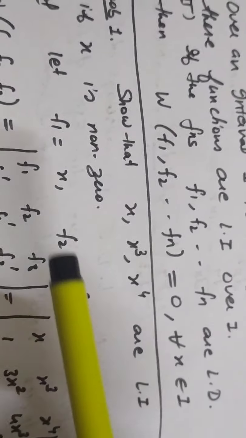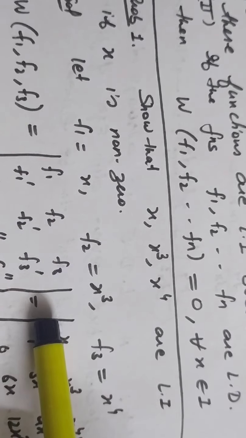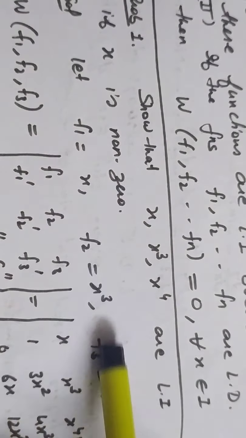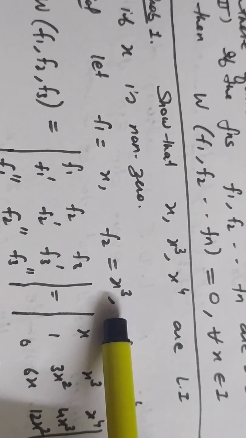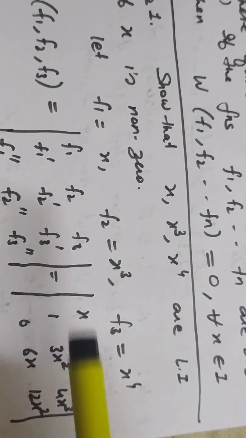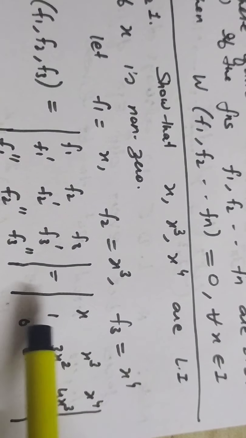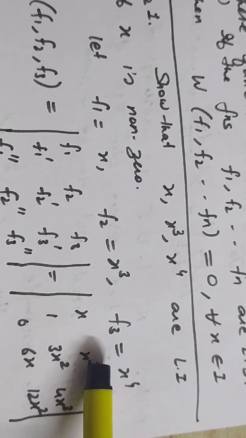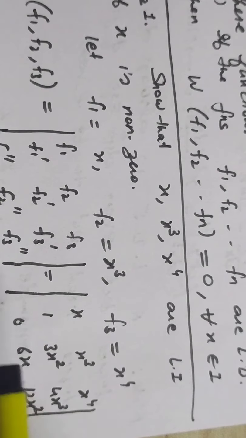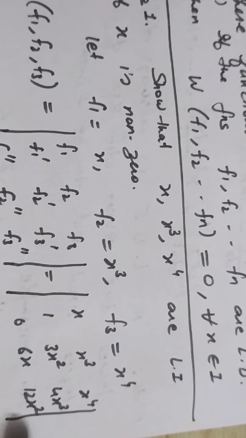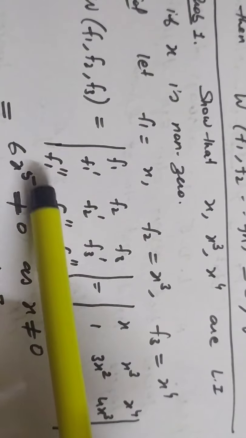In the first row, I will write only the functions. In the second row, I will write the first order derivatives, and in the third row I will write the second order derivatives, and then compute the determinant. f1 is x, f2 is x cube, f3 is x raised to 4. The derivative of x is 1, of x cube is 3x square, and of x raised to 4 is 4x cube. The second derivatives are 0, 6x and 12x square. When you compute this determinant, you will get 6x raised to 5.